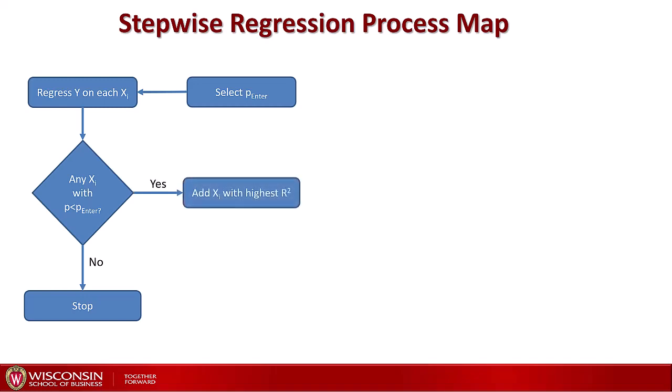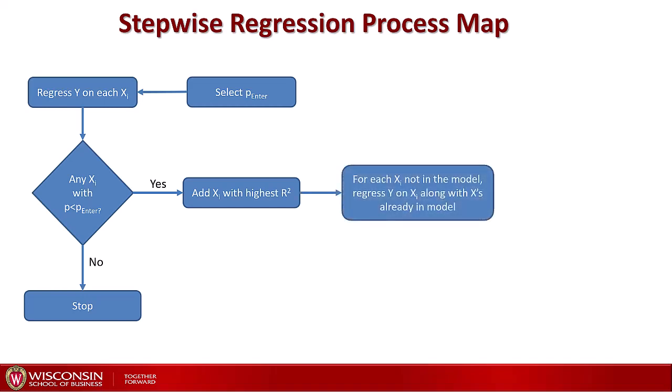However, if there is at least one with a small p-value, then we add the xi with the highest r-square, so the one that has the largest power to explain the variation in y. And then we have a model with one variable xi, and we run again a regression with this xi plus another one. So if we had 5 at the beginning, we selected 1, and now we run 4 regressions. Each time we have the selected x plus another one, and we try them one at a time.